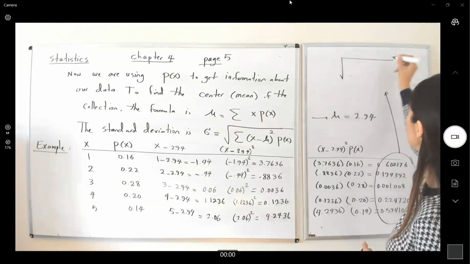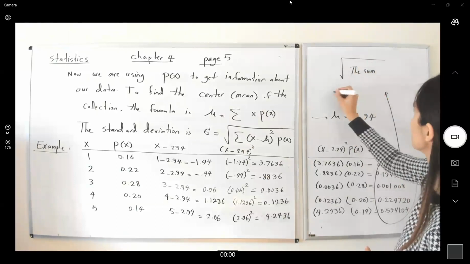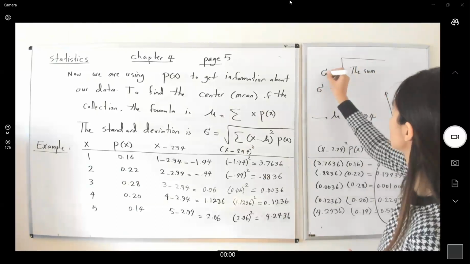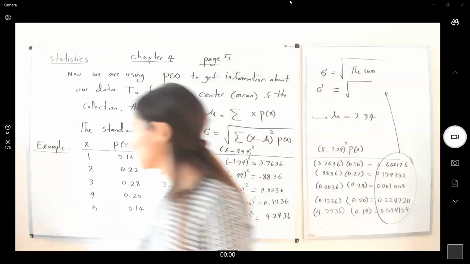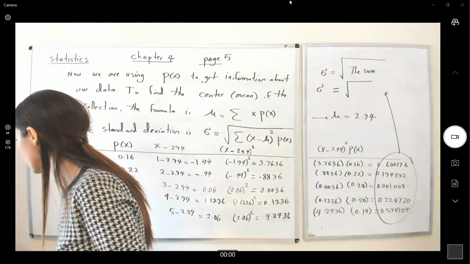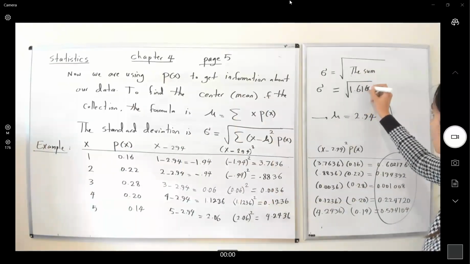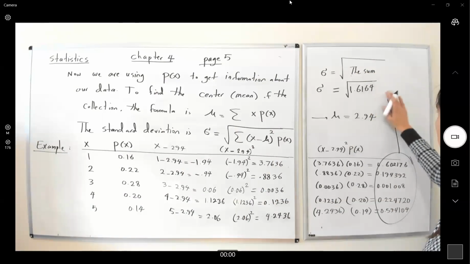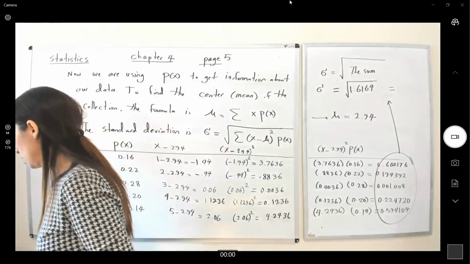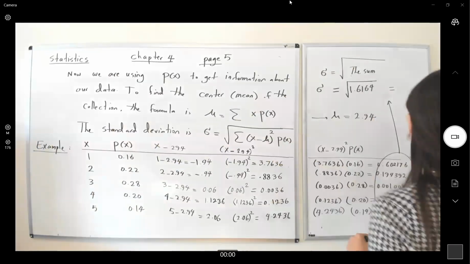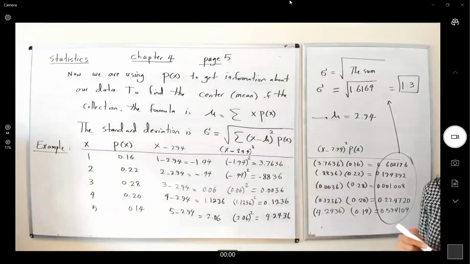So the square root of the sum is equal to your standard deviation. So you have square root of, if you add these together, you get 1.6164. And you take square root, which is equal to 1.3. This is your standard deviation.